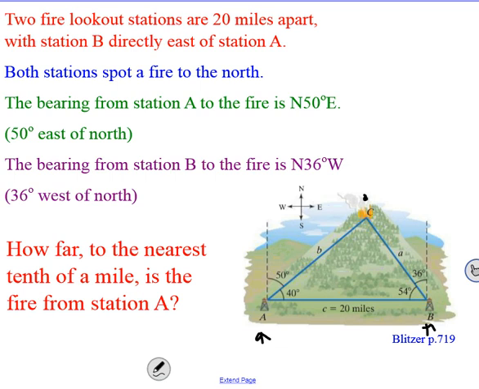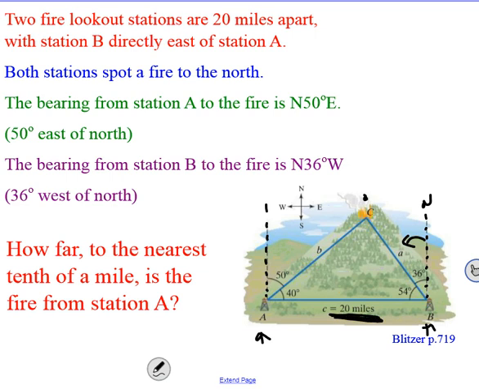The bearing from A to the fire is 50 degrees east of north. So here is due north, and we go 50 degrees east of it. There's our 50. The bearing from station B is 36 degrees west of north. So again, here's north from there, and we went 36 degrees to the west side of that. The other thing we know is that they are 20 miles apart. So this right here, 20 miles.